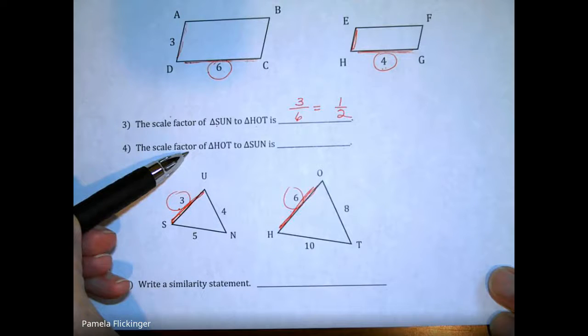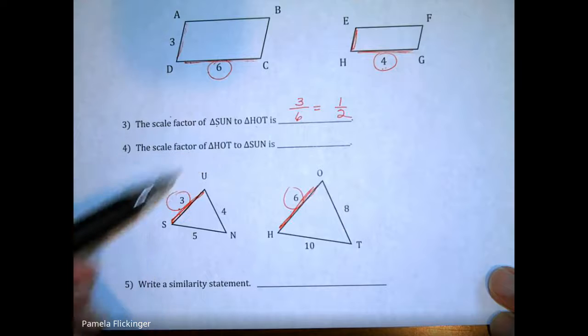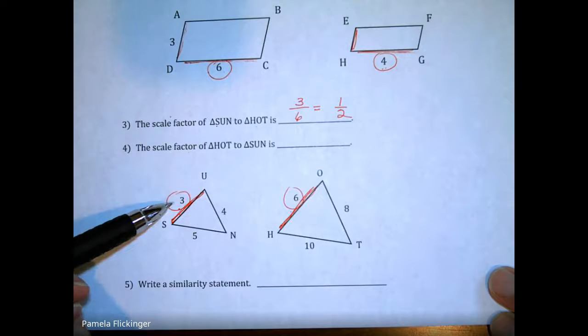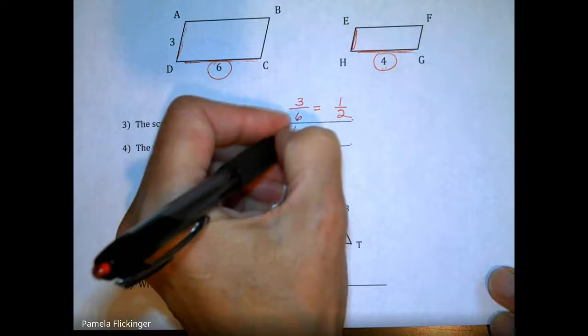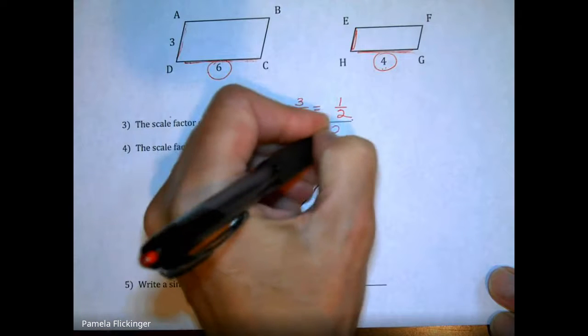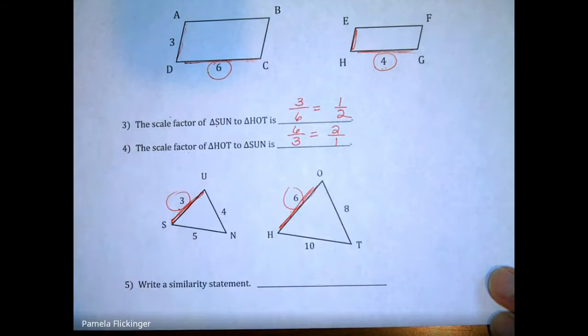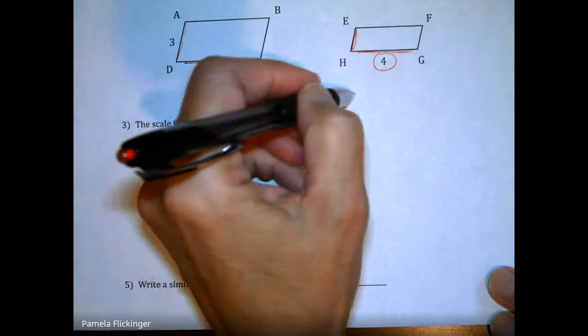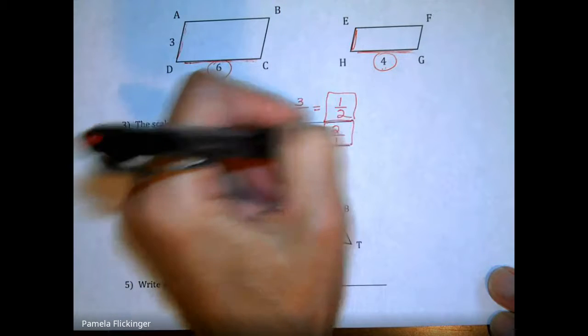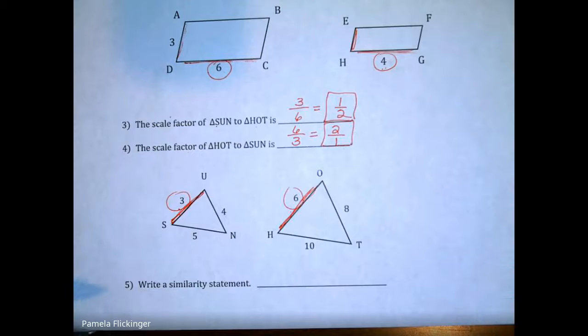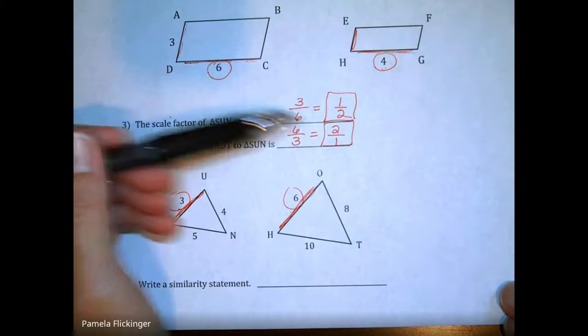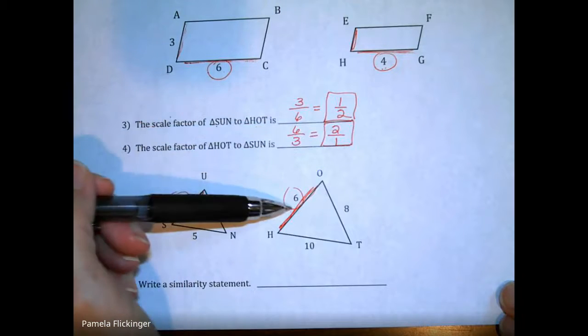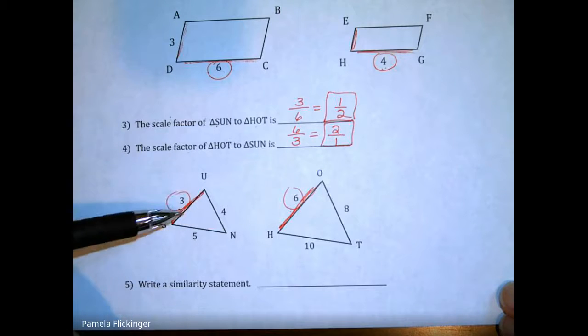This time they want us to reverse it. They want us to do triangle HOT to SUN. So this time I would do 6/3, which reduces to 2/1. This is the only time where you can actually leave a number over 1 and won't be told not to do that, because it's nice to see the ratio. And of course this is showing us that the first shape, triangle HOT, is twice as large as the smaller one.